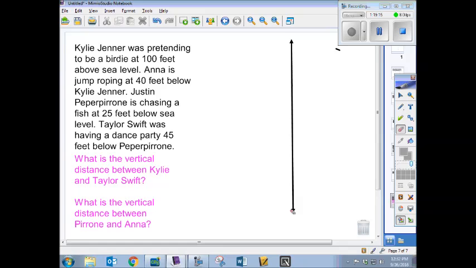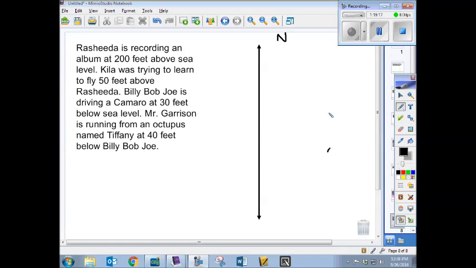All right, so obviously the first thing we're going to do is put 0 feet on there, because that's representing the sea level. Some of you are doing it with the waves. I'm fine either way, just as long as you're doing it. That would be my sea level. Now we're going to read it. Rashida is recording an album at 200 feet above sea level. Now, it gives me the feet above sea level, so I know Rashida's up here at 200 feet, right? And that's going to be Rashida.